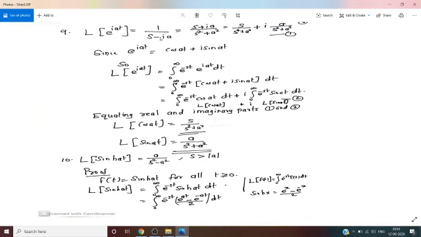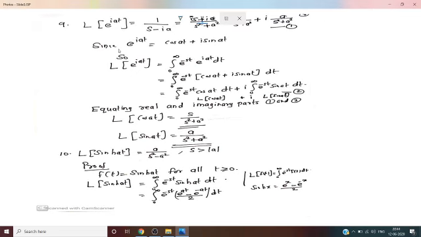Then multiplying the numerator and denominator by the conjugate of s minus ia, that is s plus ia, we get s minus ia into s plus ia in the denominator, and the numerator becomes s plus ia. That is s plus ia divided by s square minus ia the whole square, that is s square plus a square. The denominator becomes s square plus a square, that is equal to s by s square plus a square plus i into a by s square plus a square.